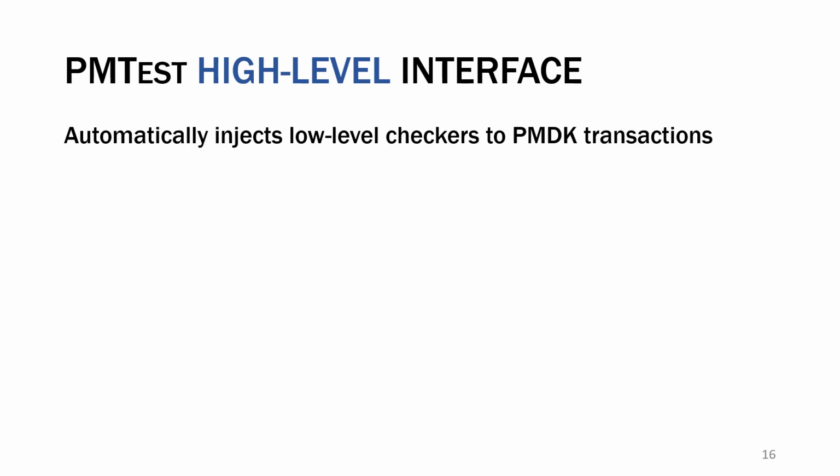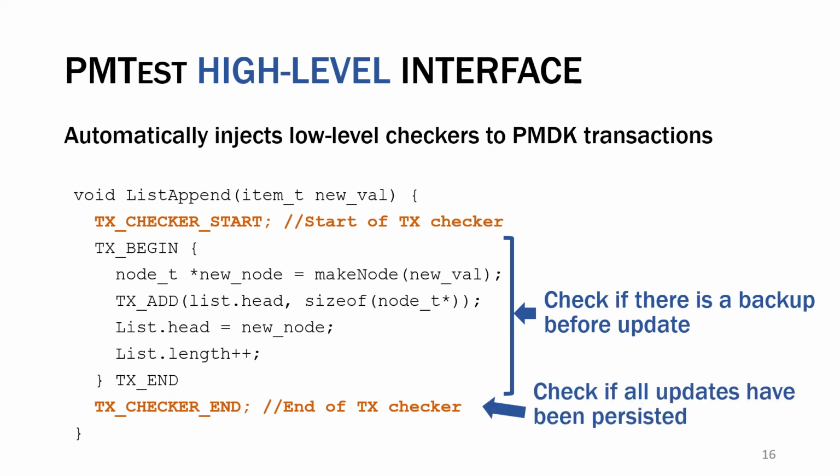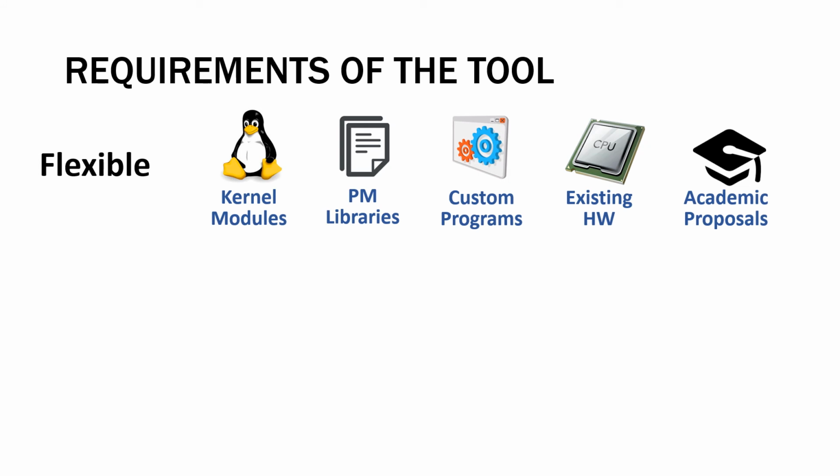The high-level interface is simpler. It automatically injects low-level checkers into PMDK transactions. In this example, we first check whether there's any missing backup before the update, and also make sure that all updates have been persisted at the end of the transaction. PMTest is a very flexible tool. It supports different types of software systems, including kernel modules, persistent memory libraries, and custom programs built on top of the libraries. On the hardware side, it not only supports existing hardware, but can also be extended to support academic proposals.